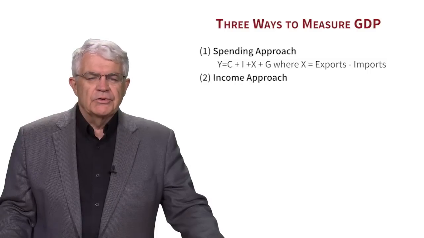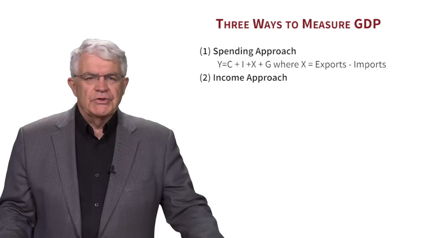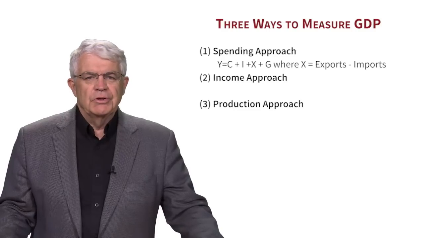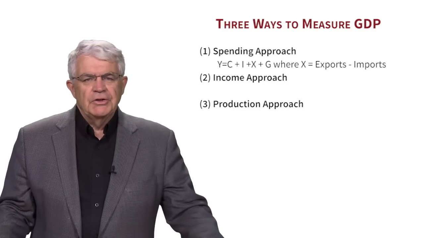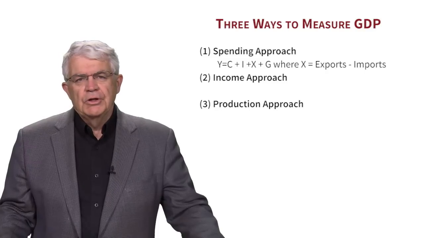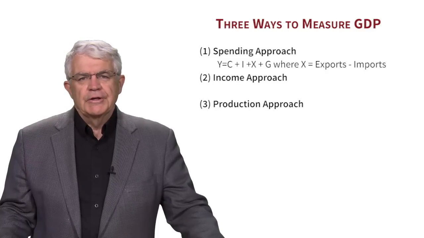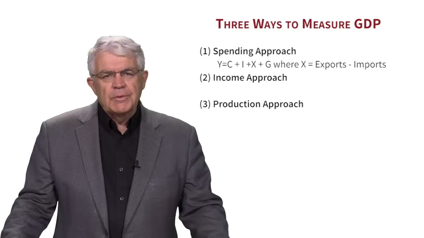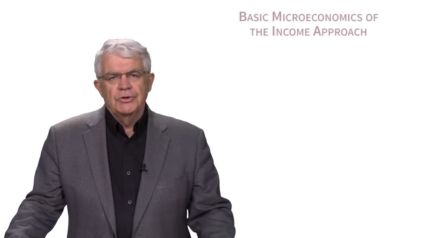There are two other ways to measure GDP, which we want to consider now, and both of these are intended to get another measure of production, which is what GDP is. They give additional insights and moreover are a way to check whether the spending approach is working at any particular point in time. So let's first consider the income approach and then the production approach.